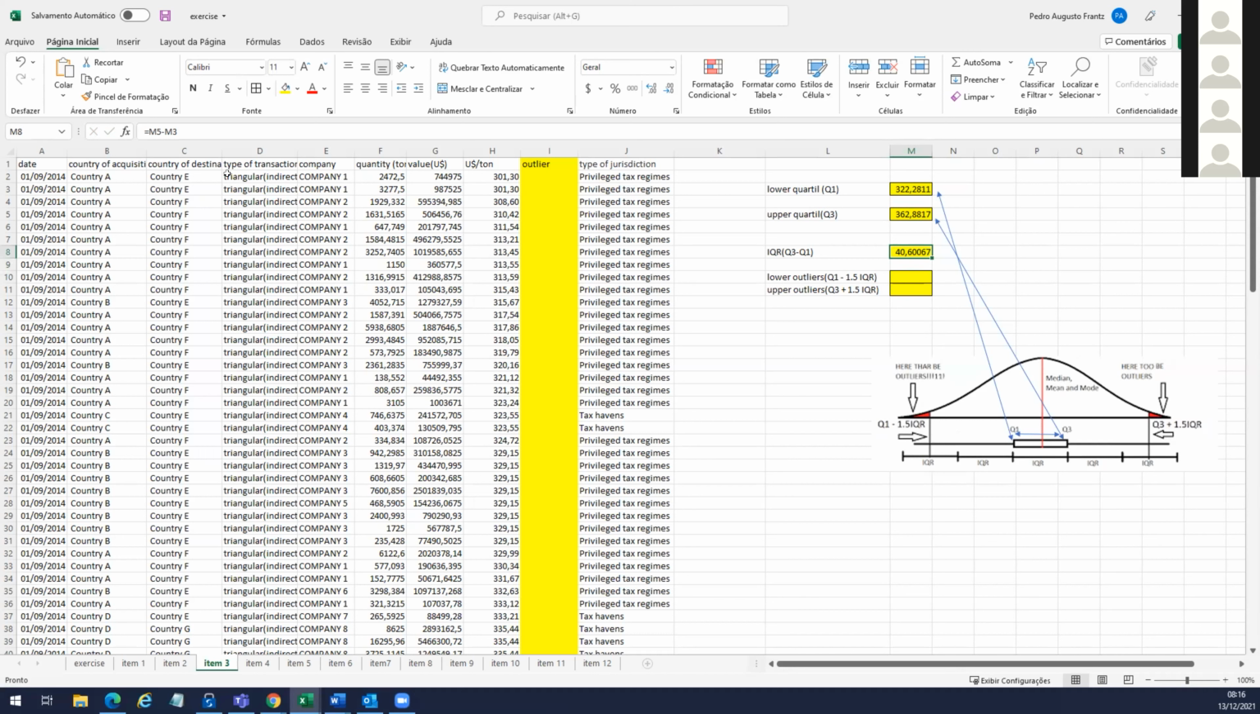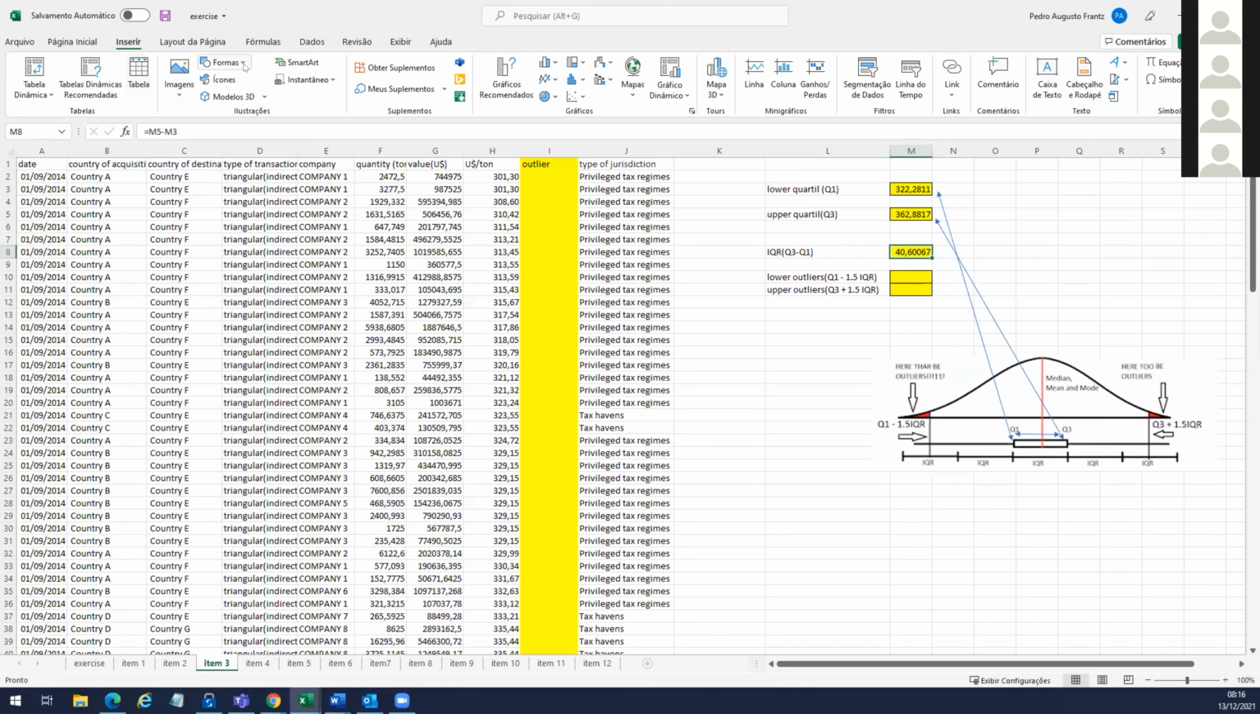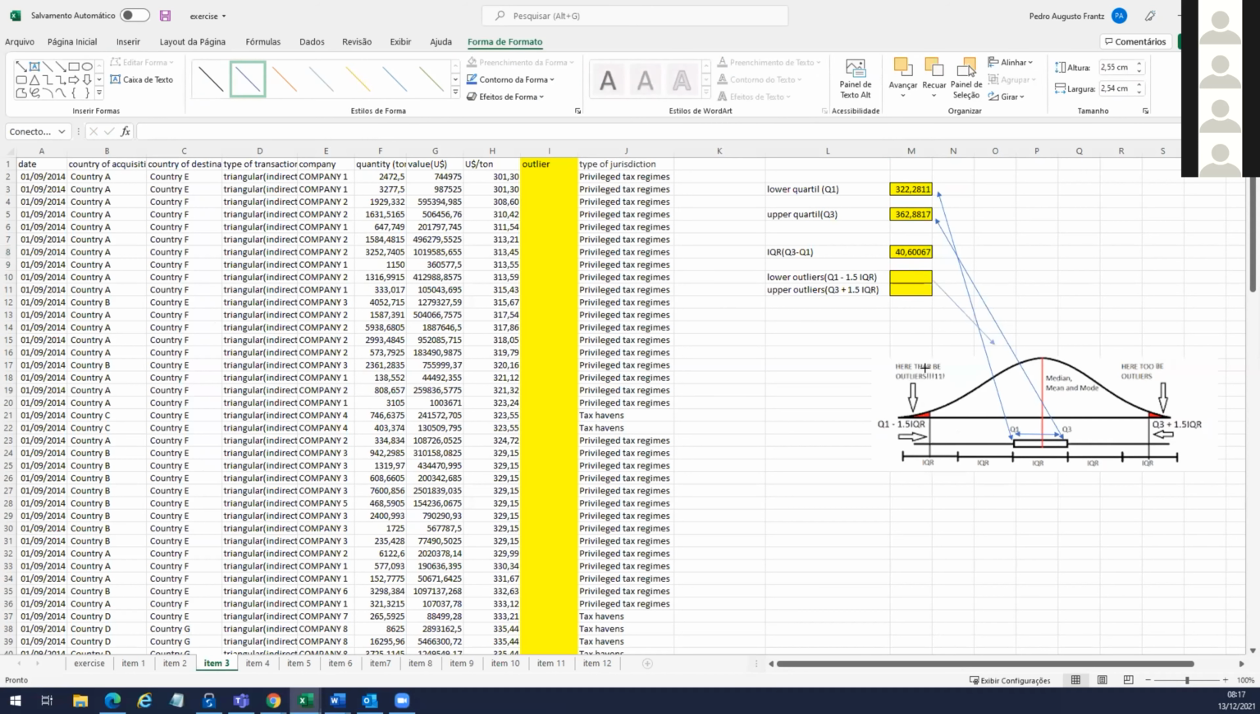Then I need to calculate the lower and the upper limits to drop our outliers. This red zone is the zone of our outliers. The prices that lie here will be dropped from our sheet.